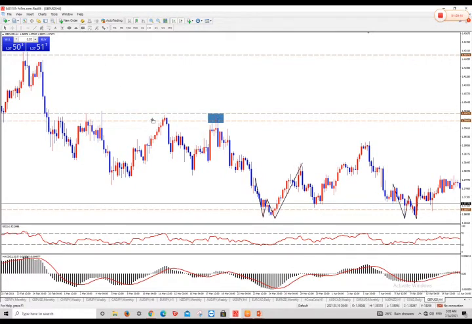Clue number two. This helps you grow in confidence as a trader, if you're able to analyze the market and then see where the market is developing.